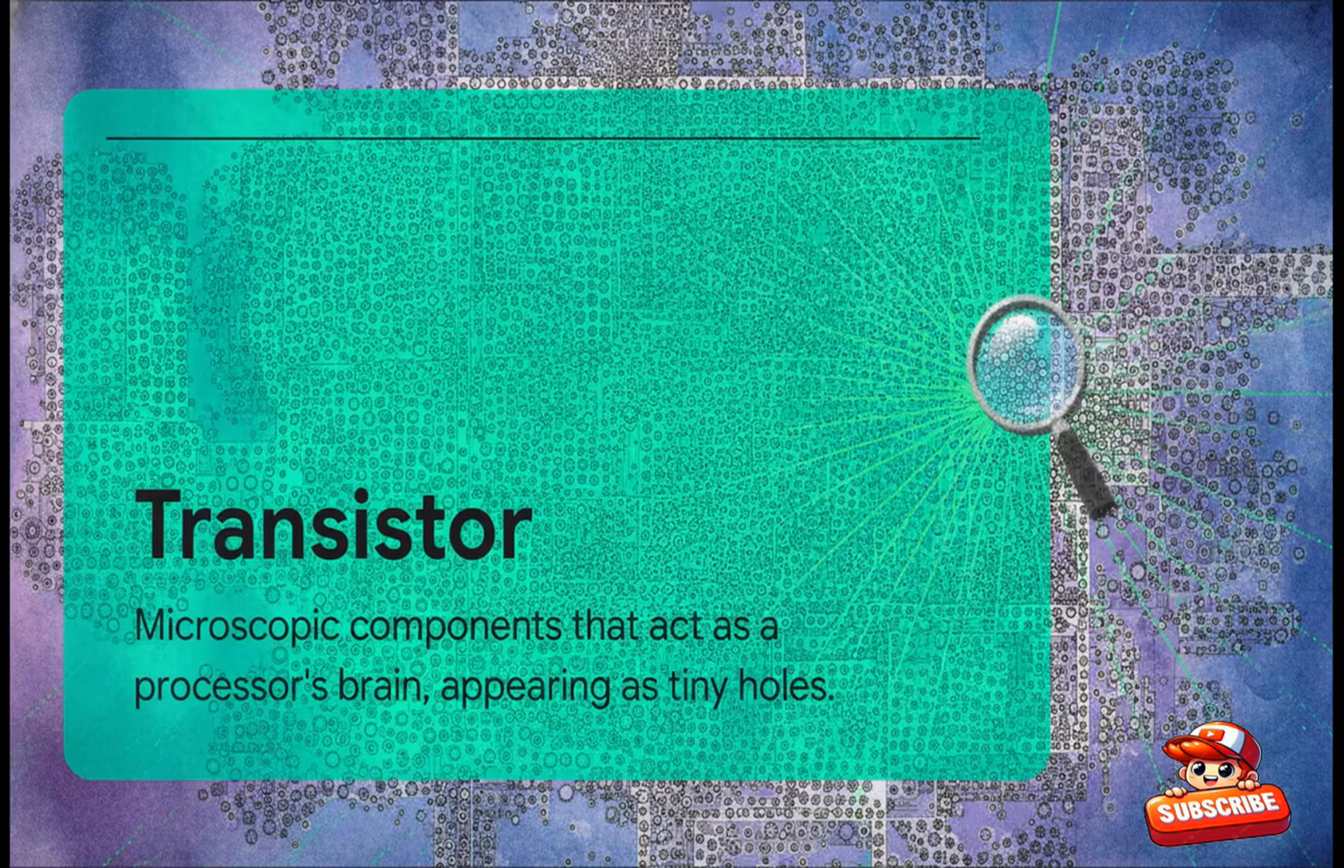And if we move even deeper into our tech, we find the transistor. These are the microscopic components that essentially act as the brains of our processors. When you zoom way in on a tiny piece of a processor at this ultra level, these transistors actually just look like tiny uniform holes. It's crazy to think about the incredible microscopic scale of modern computing technology that's just hidden right inside our devices.